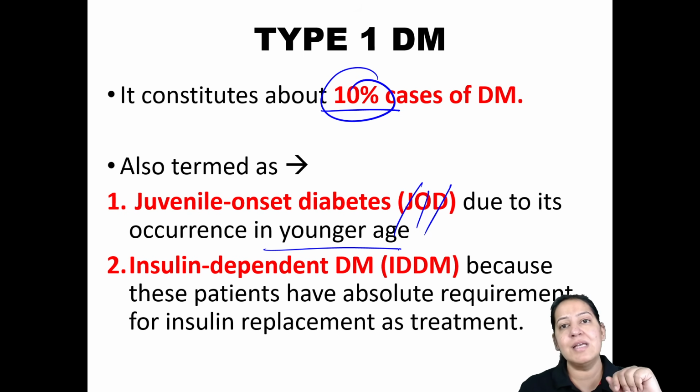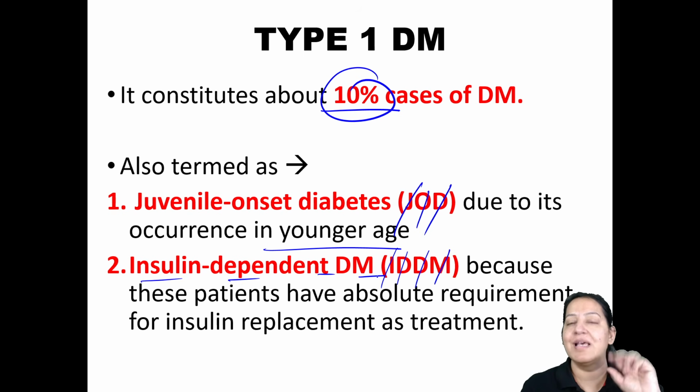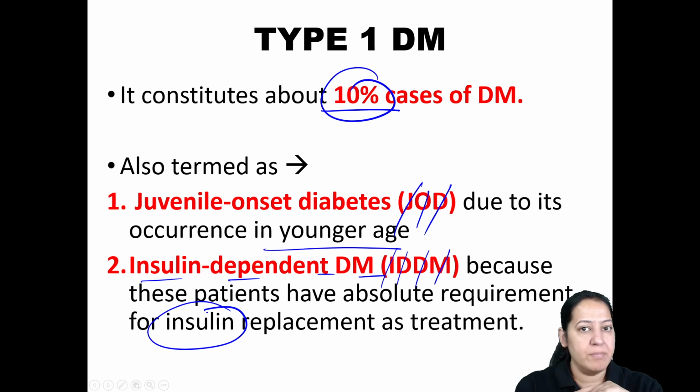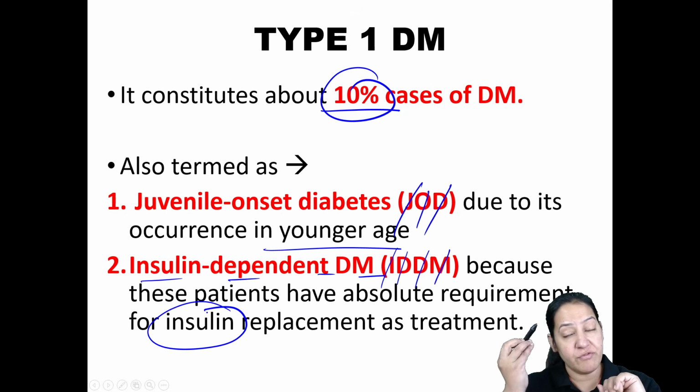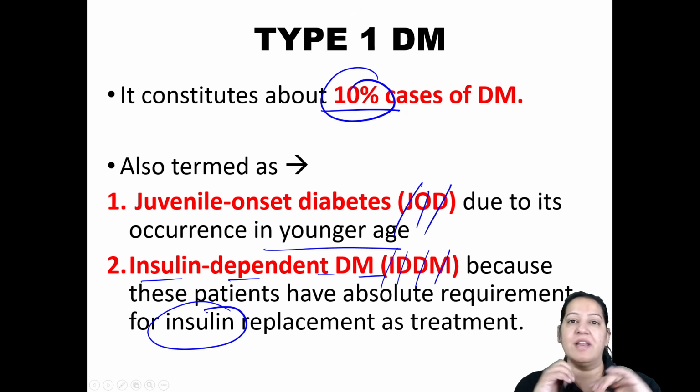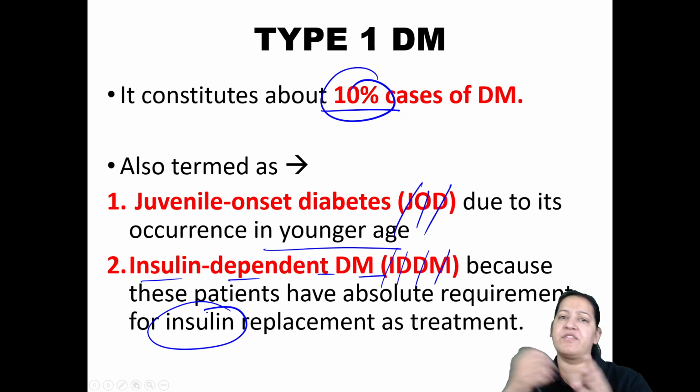It is also known as insulin dependent diabetes mellitus, IDDM, because the only treatment for type 1 diabetes is insulin. Do you know, insulin doesn't come as a tablet? It is not an oral form. Insulin is injectable. It comes in the form of an injection and the person has to take a subcutaneous injection before every meal or after every meal.